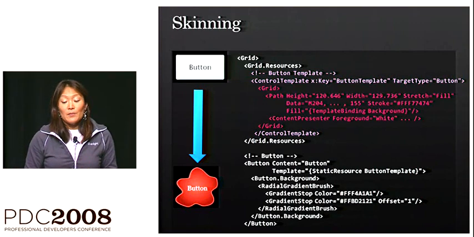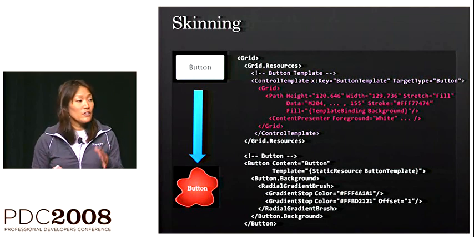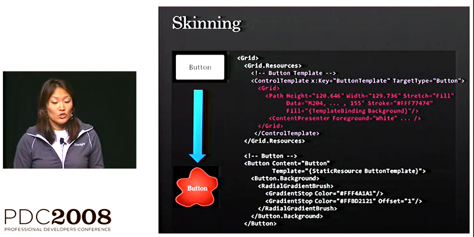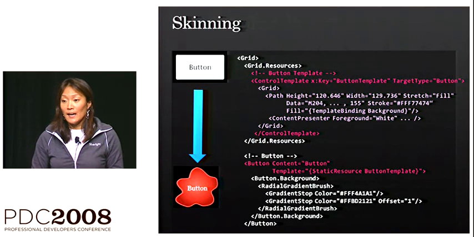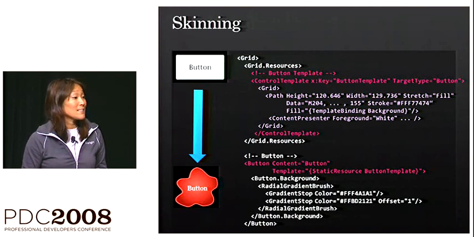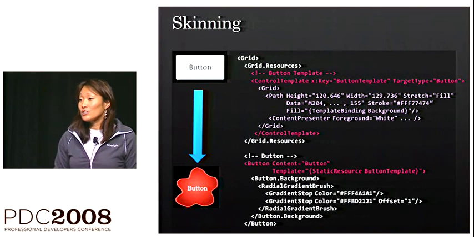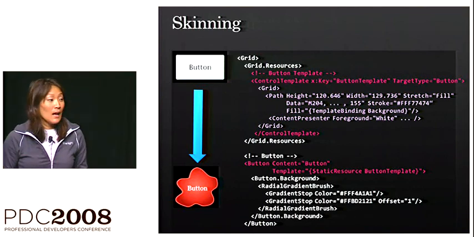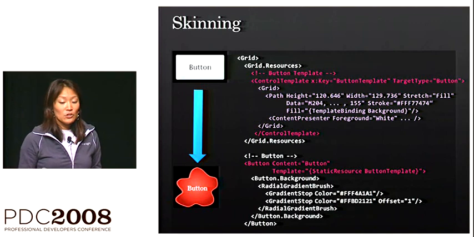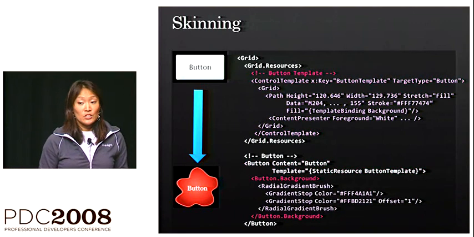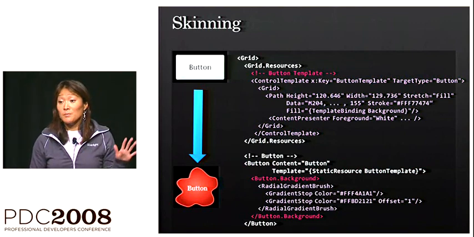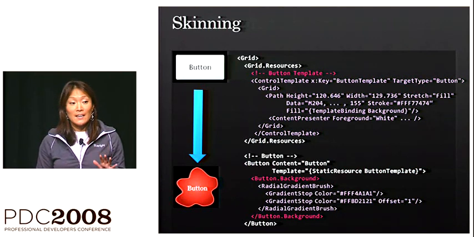Then inside of that control template, I've put all the visuals that I want to define my control. So I have a grid and a path and a content presenter. To hook up that control template to my button, very similar to before, I set the template property, this time using a static resource reference to that control template that I just defined. The last part here is you'll notice on this button that I've also set the background property. I've set it to this gradient brush.